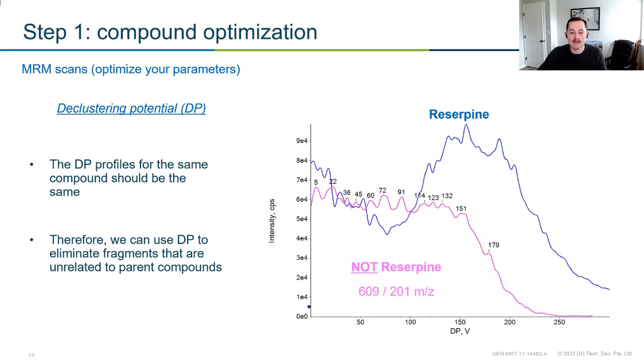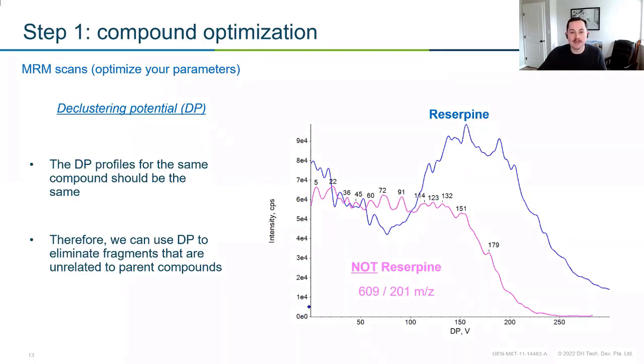hey, turns out, maybe I chose a fragment that was really in the mud. It was very low in intensity. Or maybe I have some background ion that also has a mass of 609 and is giving me this interference or false peak. And I choose that as one of my fragments.